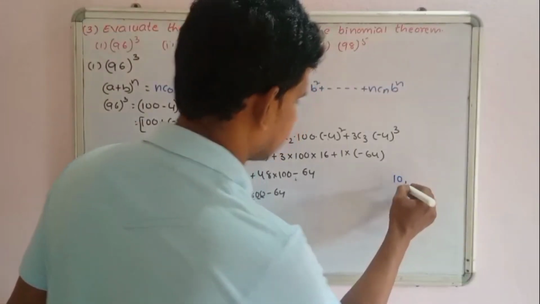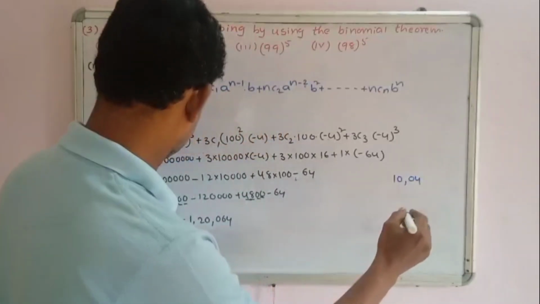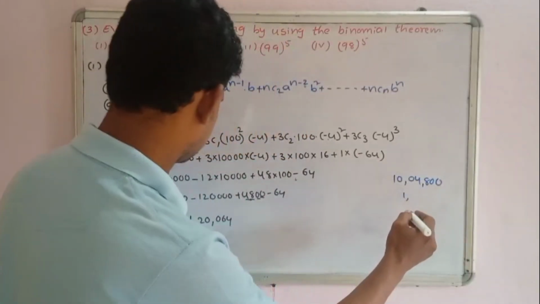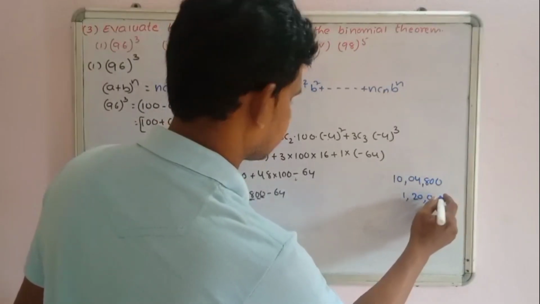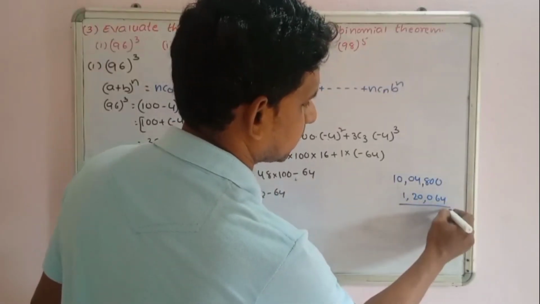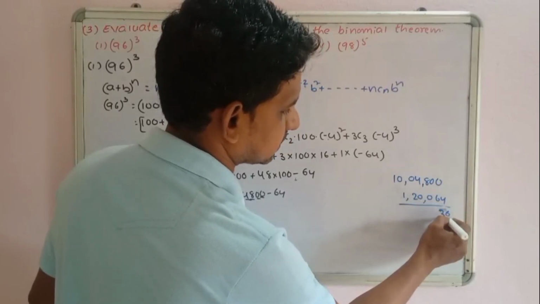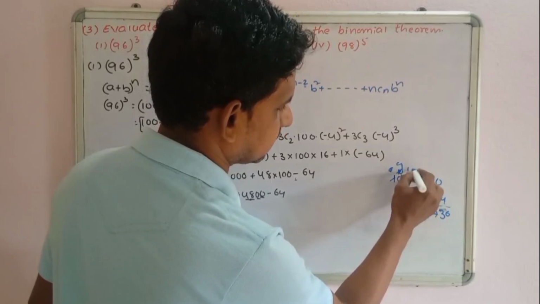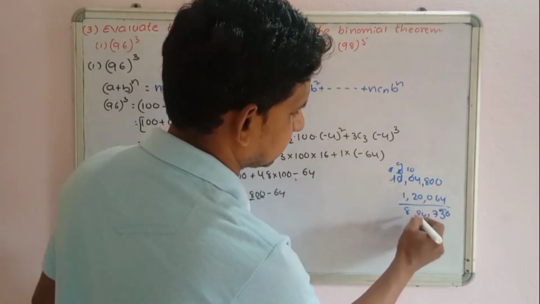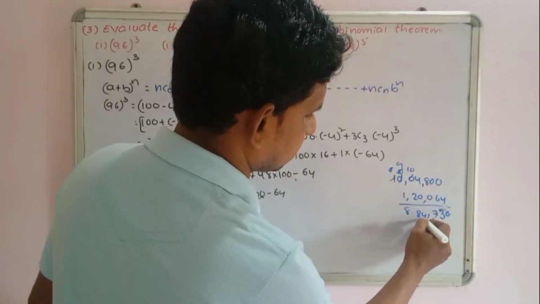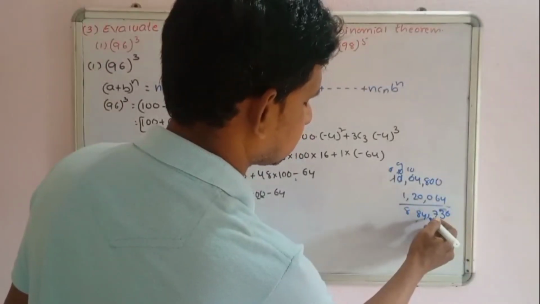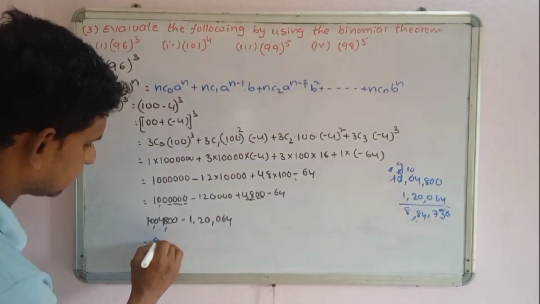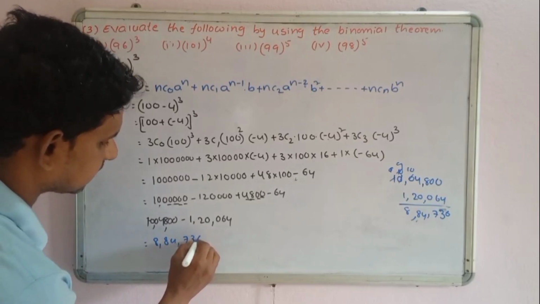See, 10 lakhs 4,800. Subtract 1 lakh 20,064. So 0 minus 4 borrowing gives 6. Then 9 minus 6 is 3, 7, 4. So now this is 0, 10, again 9, 10. 10 minus 2 is 8, 8. So finally, 8 lakhs 84,736.